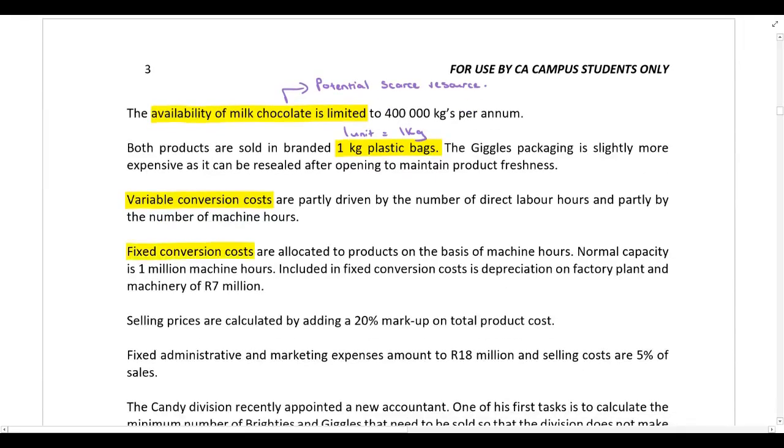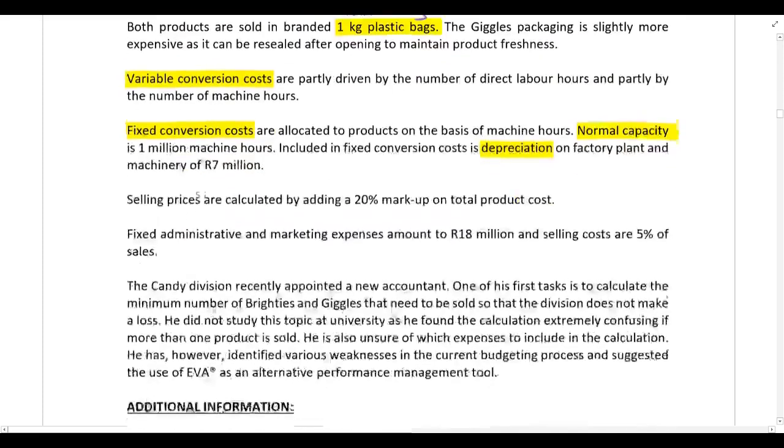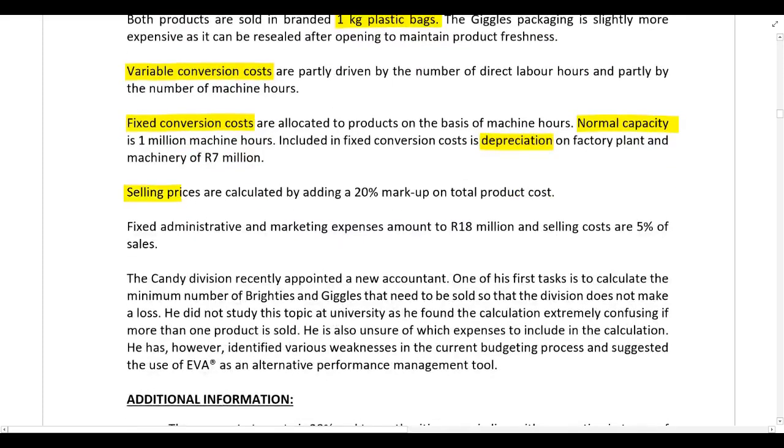Fixed conversion costs are allocated to products on the basis of machine hours. Normal capacity is 1 million machine hours. Included in fixed conversion costs is depreciation on factory plant and machinery of 7 million rand. Selling prices are calculated by adding a 20% markup on total product cost.